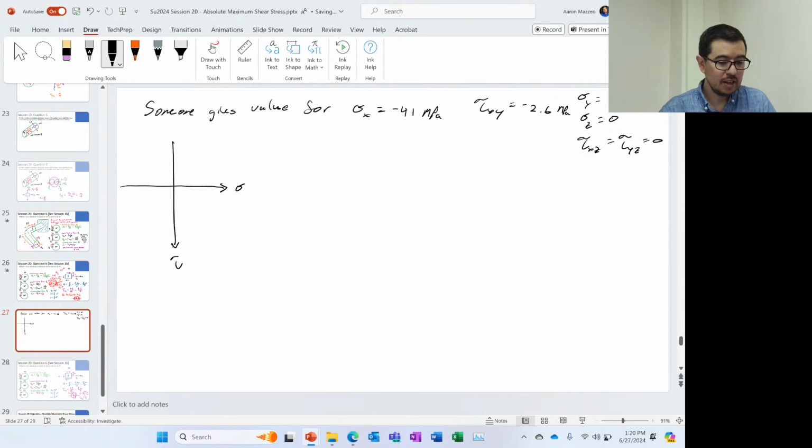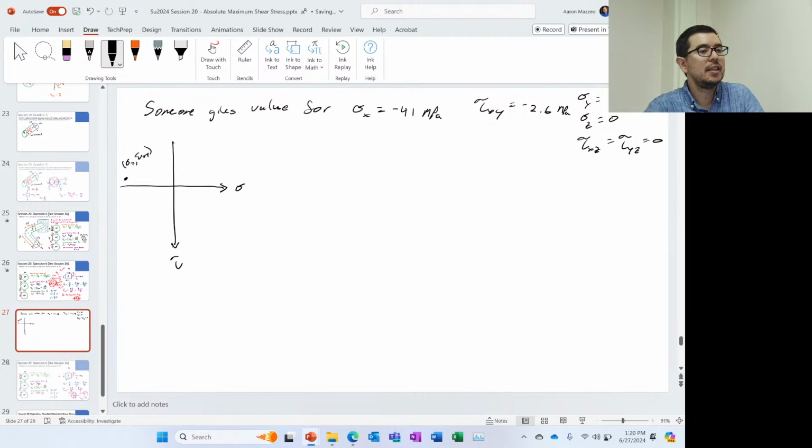Test point with negative 41 on the sigma side, and then okay, so I could do it that way. Sure, fine. You want me to do that? So where is it? That's like over here, right? Yeah, I work best visually. Okay, so we'll say that's going to be our sigma x, tau xy, right? Okay, now what else?